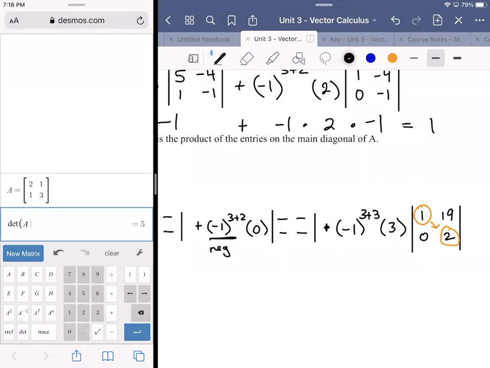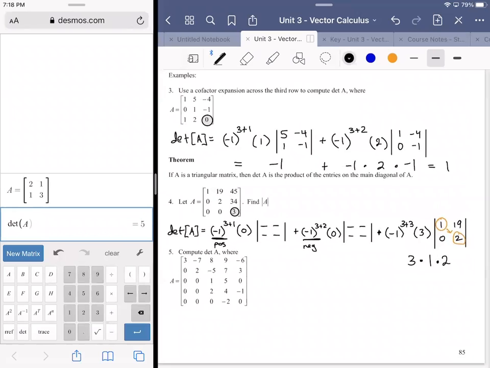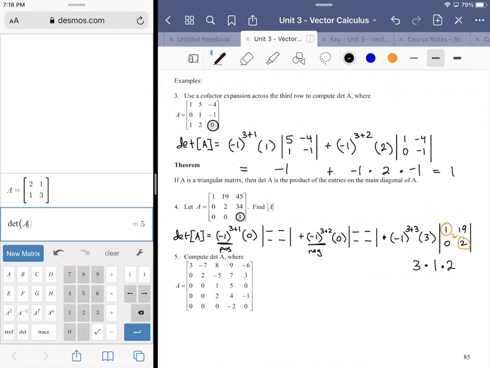So what we're going to get here is a product of 3 and 1 times 2, or 3 times 2 times 1, or 1 times 2 times 3, or 2 times 1 times 3. It doesn't matter. But what happens is these numbers are consistent with the entries in the main diagonal.